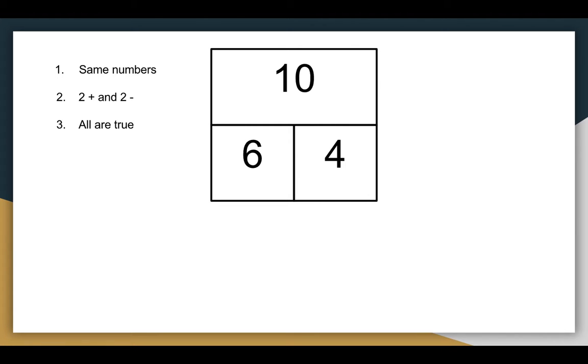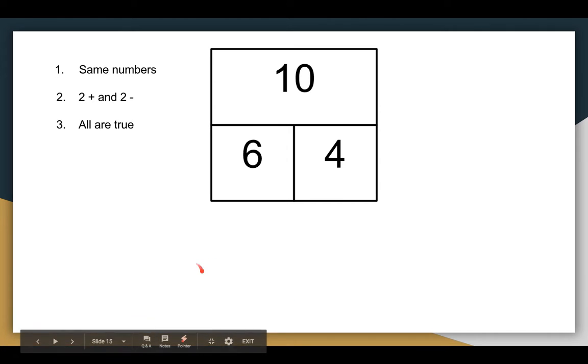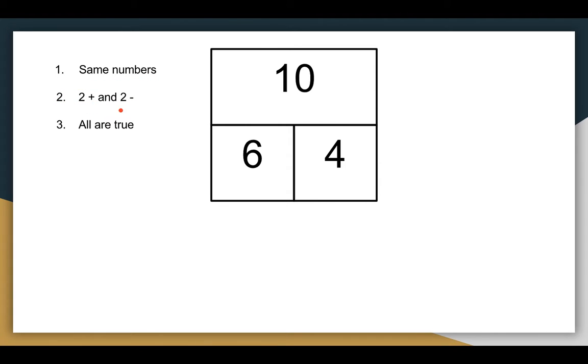Let's take a look at another example. We have 6 as one part, 4 as another part, and then 10 as the whole. I want you to pause the video now and try and write the different equations for the fact family. Before you unpause, I want you to check. Do they all have the same numbers? Are there 2 addition and 2 subtraction? And are they all true? So pause the video now and see if you can come up with 4 different equations.